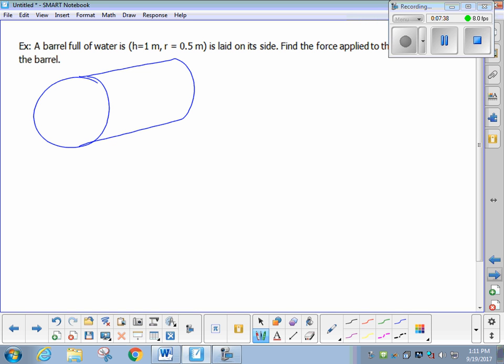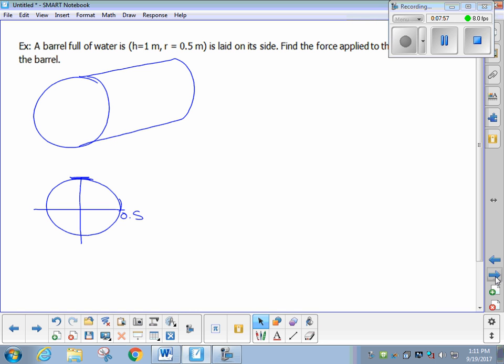Find the force applied to the front face of the barrel. Where do you want to put the origin, given that you're looking at the circle as your figure? Center of the circle, beautiful. And the radius is 0.5, and it is full. Now find the force on that face. I'll let you work on that.